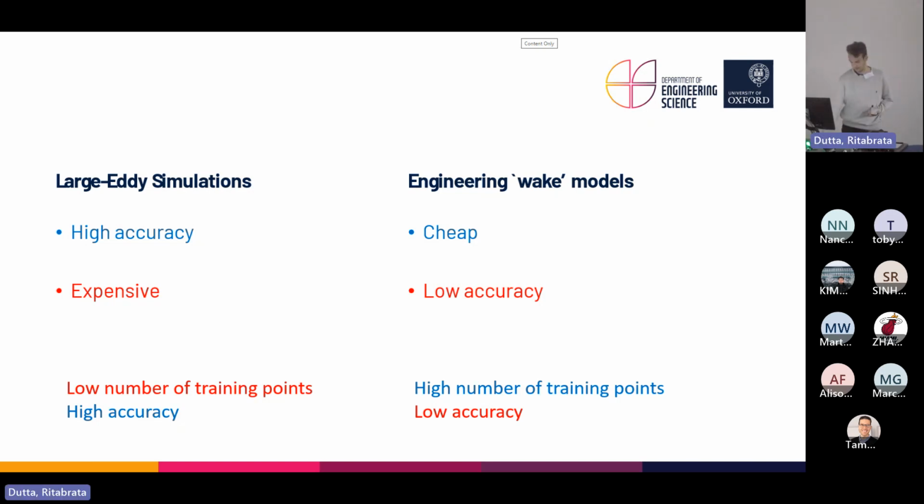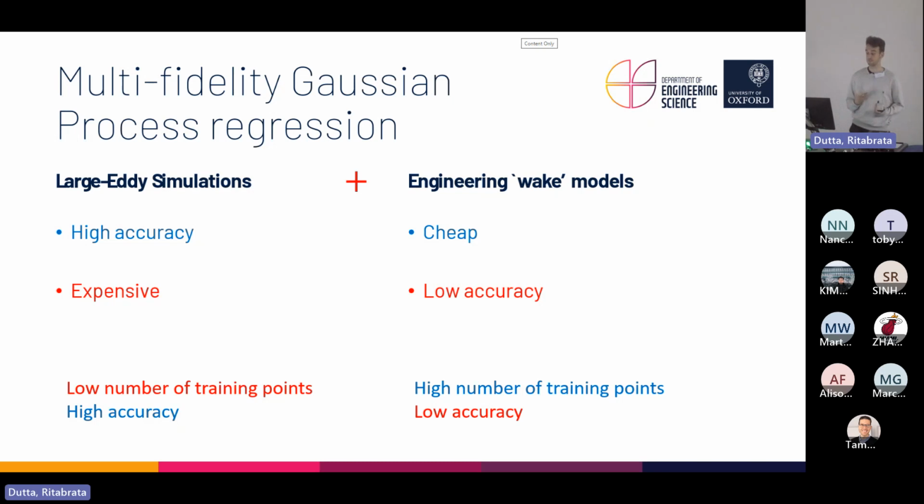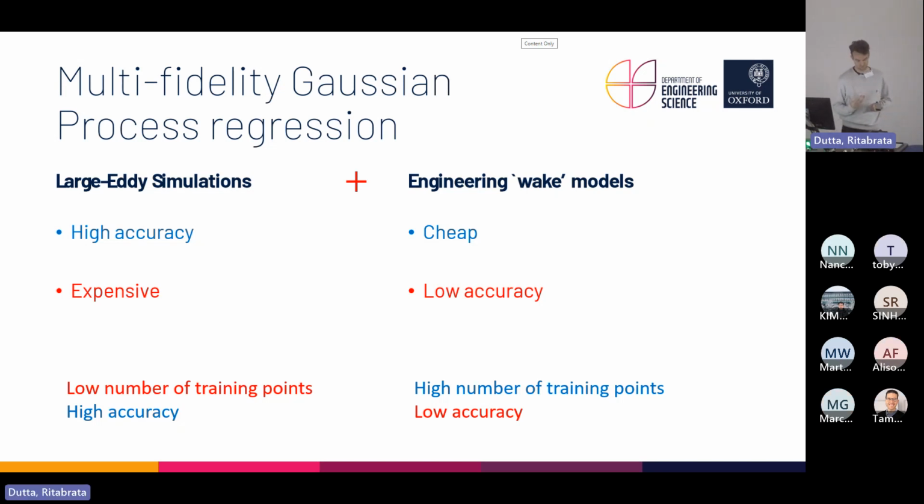By using a multi-fidelity Gaussian process regression, we can combine the data sources from different fidelities to create a more accurate model. So we can benefit from the high accuracy of the large eddy simulations, and also we can benefit from the high number of wake model simulations at the same time. And we combine the data using an information fusion algorithm.